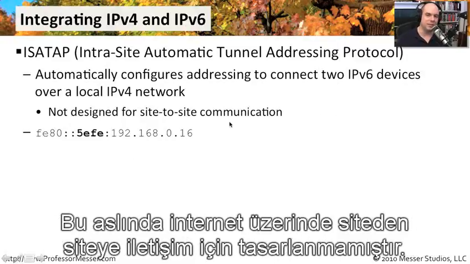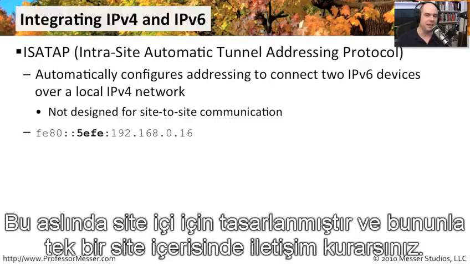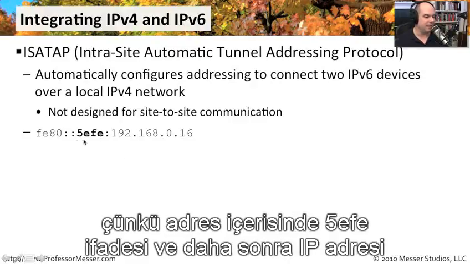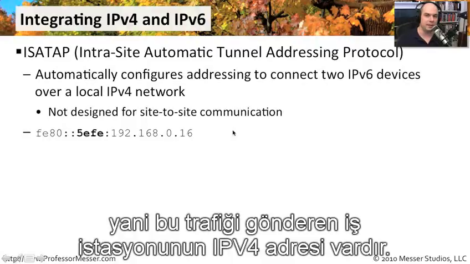It's not really designed for site-to-site communication across the internet. It's really designed for intrasite. You're really communicating within a single location. You can easily identify ISATAP traffic because inside of the address that's used is 5EFE and then the IP address, the IPv4 address of the workstation that's sending this traffic.